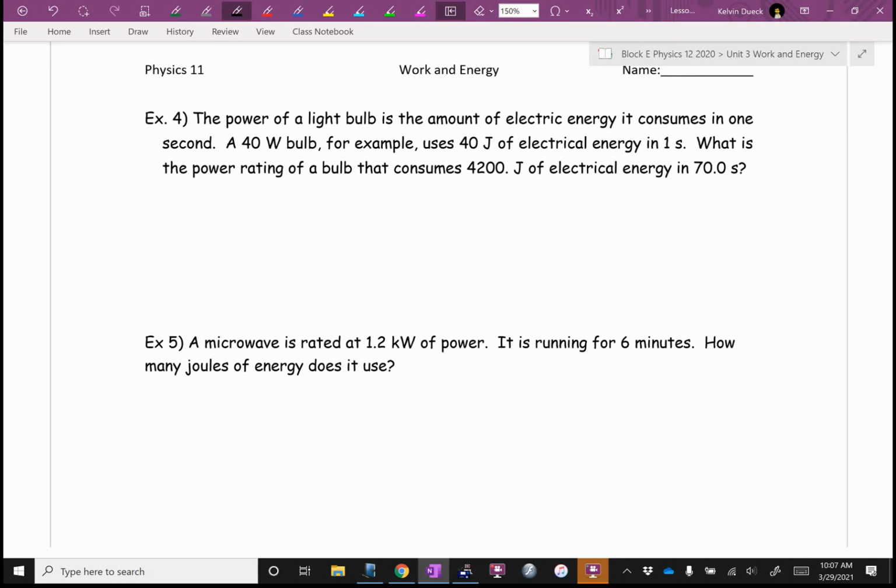Okay. So what's the power rating of a bulb that contains 4,200 joules of energy in 70 seconds? Other Matt, what's this question asking me to find? I know I've been talking, it's first day back. Sorry? Power. So power is work over time. Did they give me a time in this question, Matt? No. Keep reading.